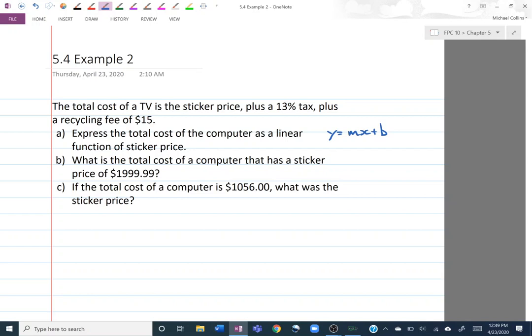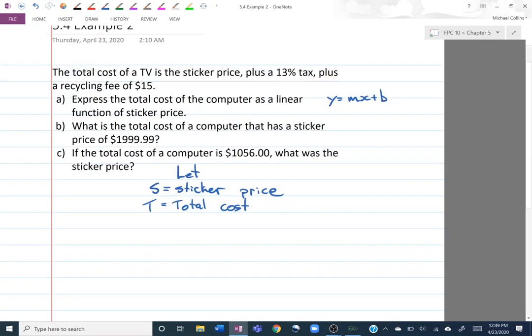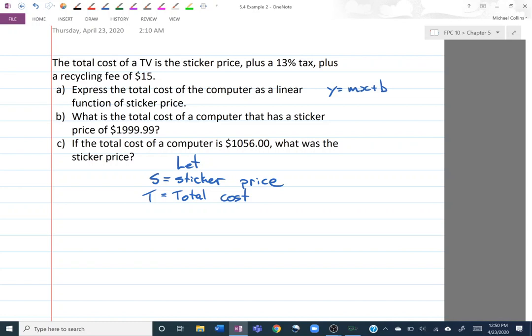Well, we would take the sticker price, so let's call S sticker price. And I can do a little let up top, let S equal sticker price, and I can do T for total cost. And we're trying to find the relationship between those two variables, sticker price and total cost. So in order to calculate tax, and this is how you would calculate tax all the time, it would be a 13% on the sticker price.